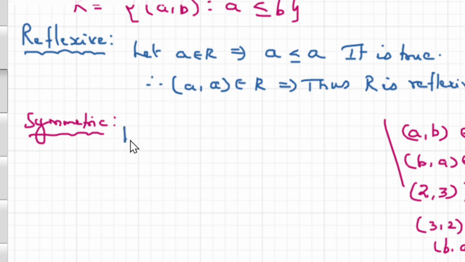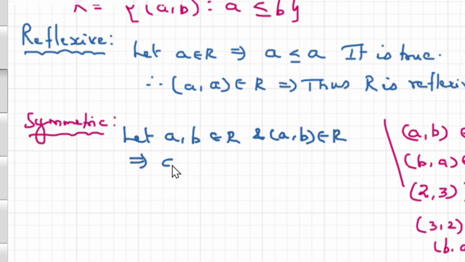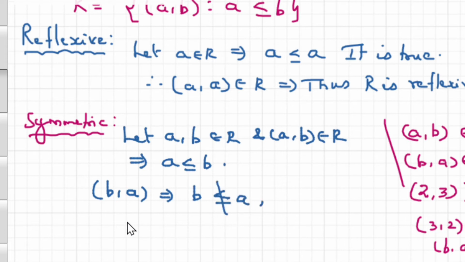Let a, b belong to R, and it is clear this implies a is less than or equal to b. Now we'll have it as (b, a). For that, we will have b is not less than or equal to a. Therefore (b, a) does not belong to R, so that R is not symmetric.